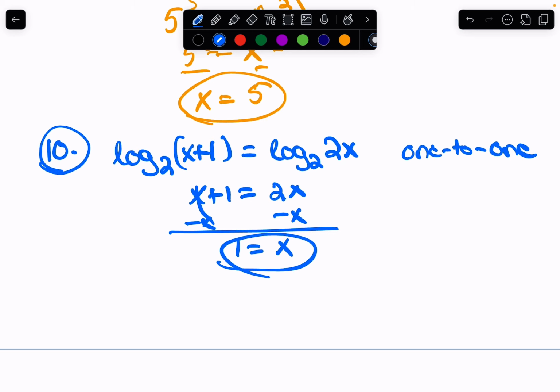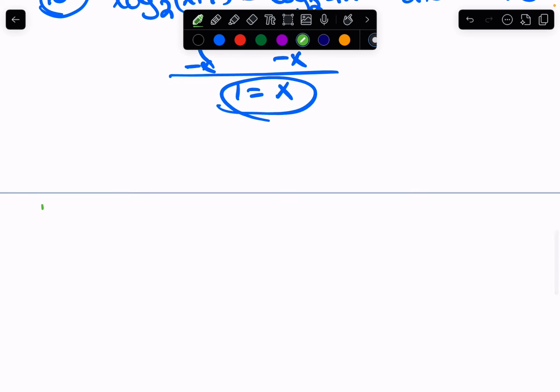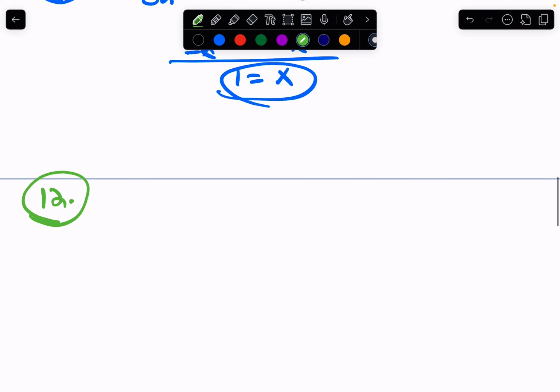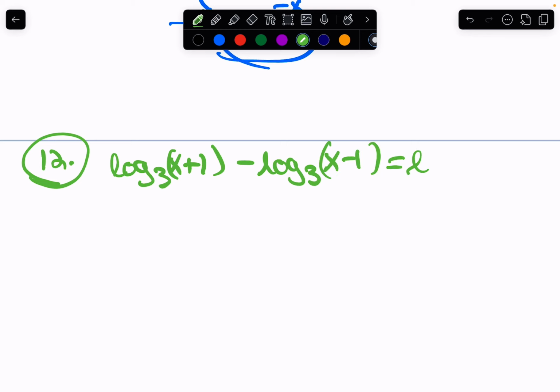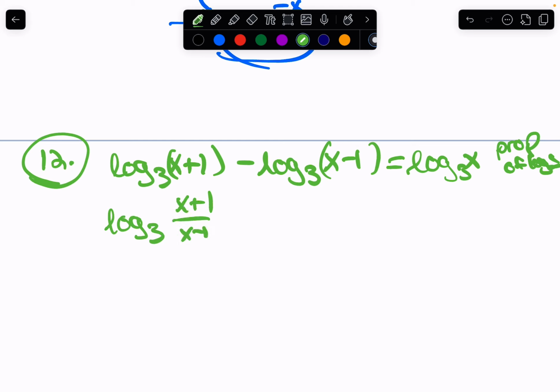Okay, next, let's look at number 12 here. So log with base 3 of x plus 1 minus log with base 3 of x minus 1 equals log with base 3 of x. Okay, we're going to use properties of logs in this one. We have a subtraction, so we can rewrite it as a division: log base 3 of x plus 1 over x minus 1 equals log with base 3 of x.